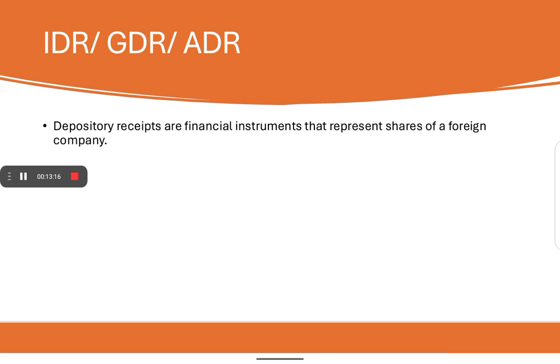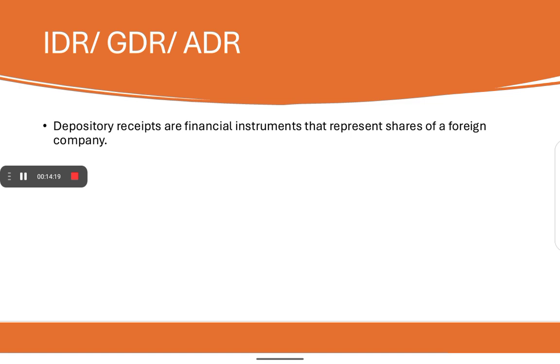IDR, GDR, ADR. IDR stands for Indian Depository Receipts. GDR is Global Depository Receipt. ADR is American Depository Receipt. Depository receipts are financial instruments that represent a share of a foreign company. That means that if an Indian company wants to issue shares in America, then one option is to get it listed through NASDAQ, which is a complicated process. But without going through that process, an Indian company can go to a bank and surrender its shares, and the bank will issue a certificate. That certificate will be given to a custodian and that custodian will issue shares. That will reduce the complication of getting listed on NASDAQ or a foreign stock market.